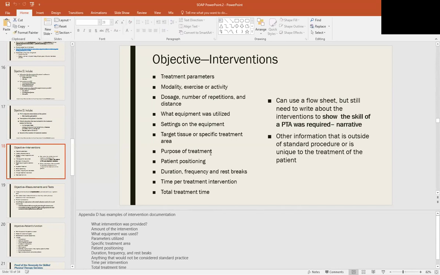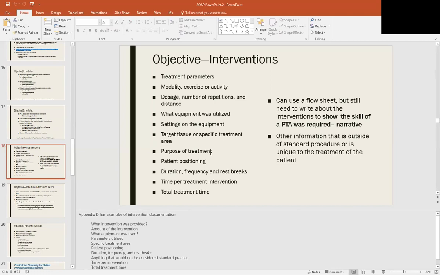So on the second part of this page, you see you can use a flow sheet for the interventions, but if you do use a flow sheet, you want to make sure that these interventions show the skill of a PTA was required, and you do that by providing a short narrative. So you can have the list of exercises on a treatment grid, but let's say that they were total knee exercises. I'm not only going to put "referred to treatment log sheet" like I used to get to do.